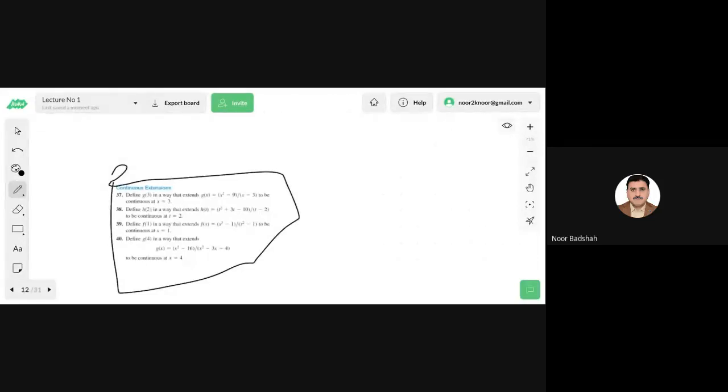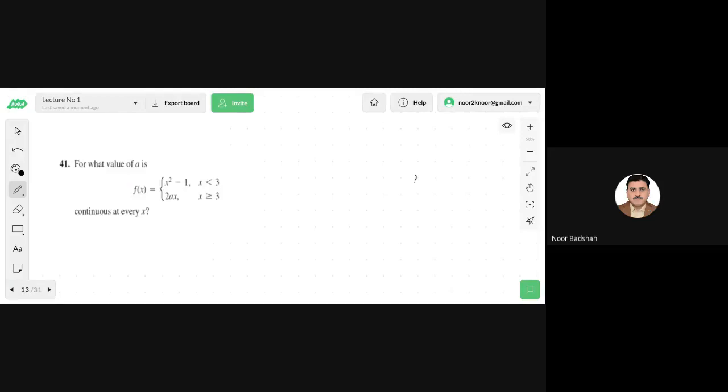What would you do? You would find the limit of g of x at x equal to 3, okay? And you see this limit exists, and that will obviously be (x minus 3)(x plus 3) to give you x plus 3. And then apply the limit, x goes to 3, that will give you the limit as 6, okay? So you will assign 6 to g of 3 to make it continuous. The same thing for h of 2, the same thing for f of 1, and so on. I hope you can do that.